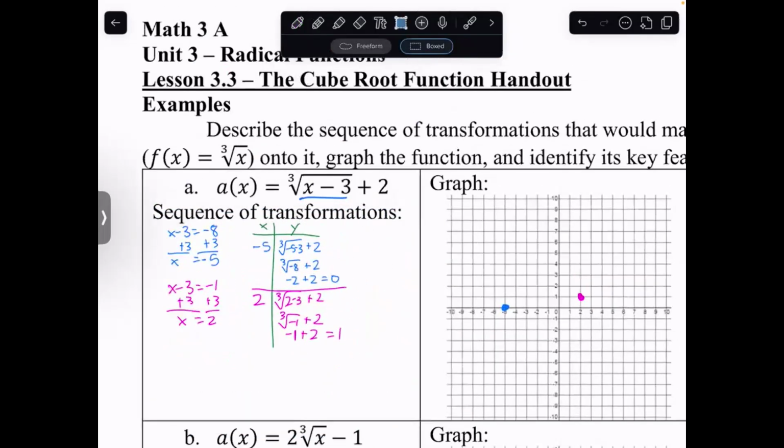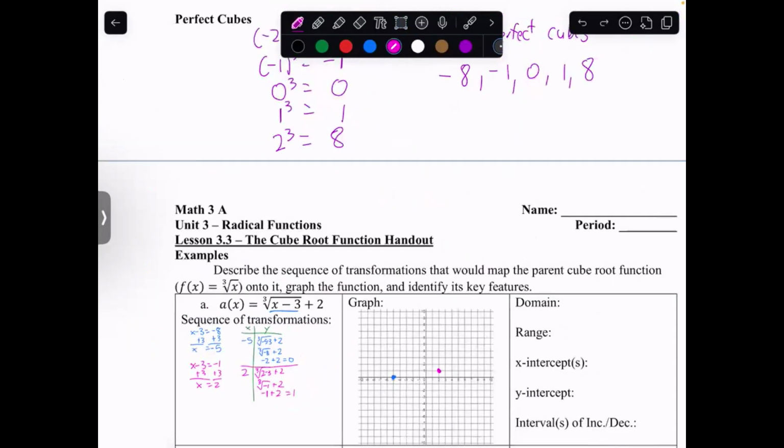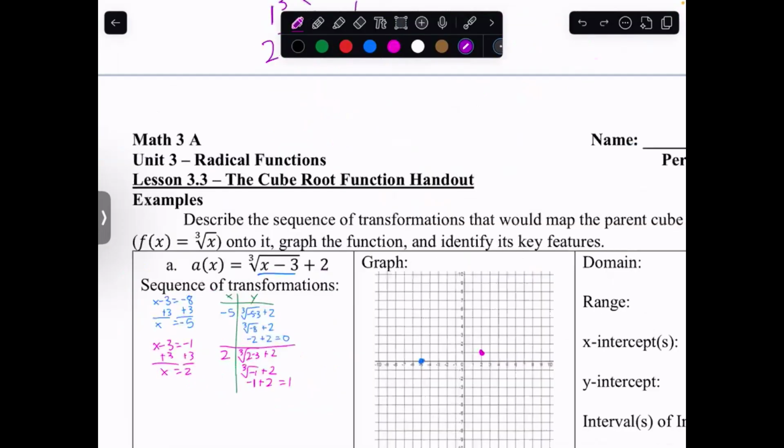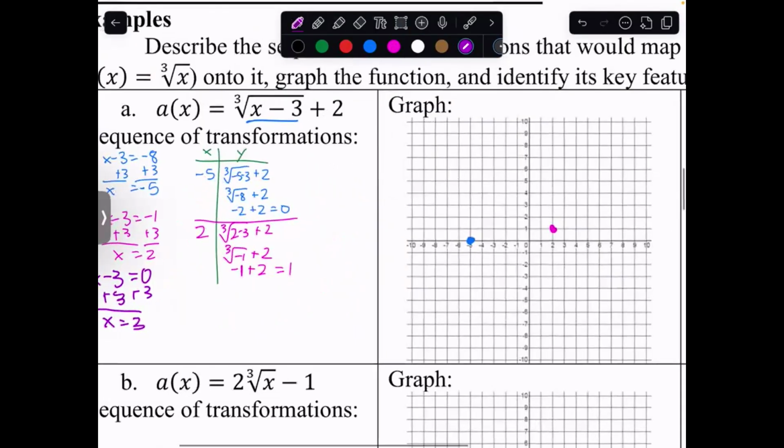Keep going. Next perfect cube is 0. But remember, we're not using 0 itself. We are setting the inside equal to 0. Let's make sure. Yes, looks like 3 will be the next good x value. Let's find the y value. Cube root of 0 is 0, so y is 2. So yes, 3 comma 2.